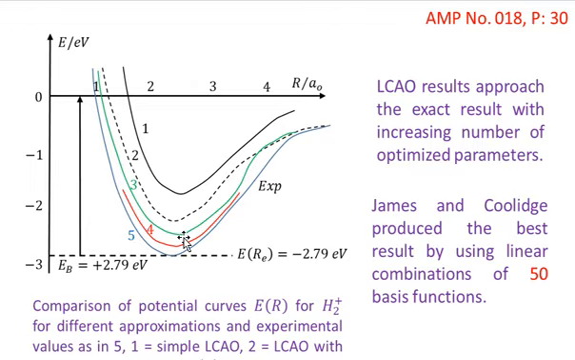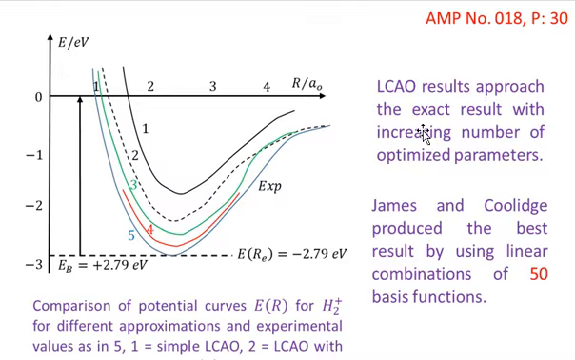So you see that curve number 4, obtained by the James and Coolidge method, is a relatively much improved version of the previous methods and is very close to the experimental data given in number 5. And at the bottom I have shown the binding energies. The negative one is the binding energy, which is minus 2.79 electron volt, and the positive one is the energy that is required to ionize the molecule in this state.